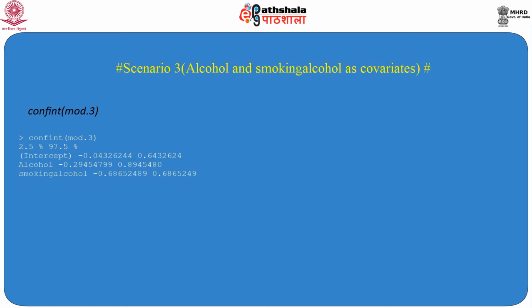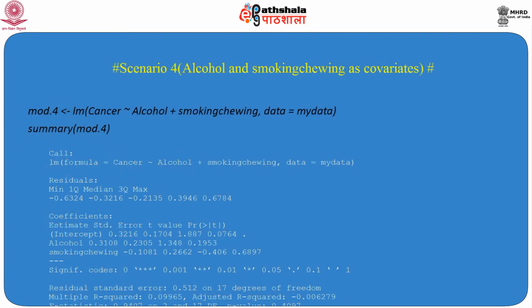Now again as an illustration we are finding the confidence interval for the regression coefficients for model 3, and found that in alcohol's case the confidence interval started from minus 0.29 to 0.89, and for smoking with alcohol it is minus 0.68 to plus 0.68. Since this confidence interval again touches the zero value, it can be stated that it's not significant.